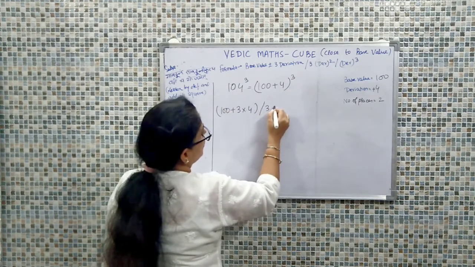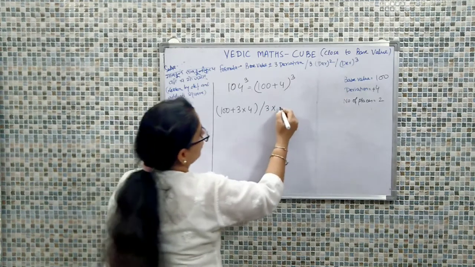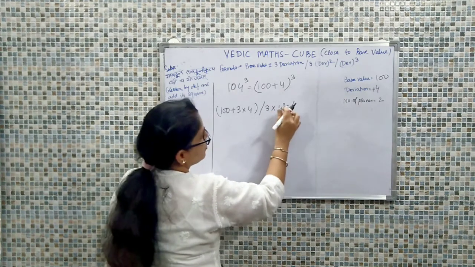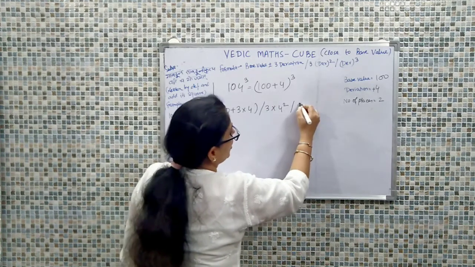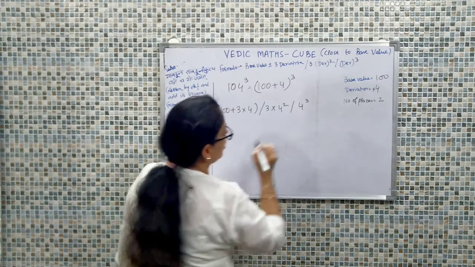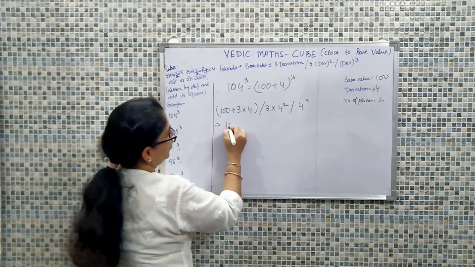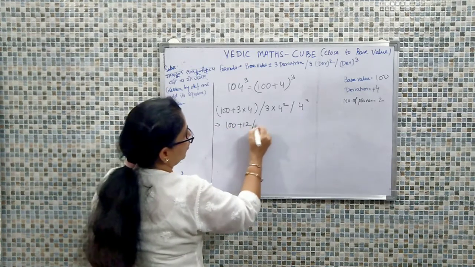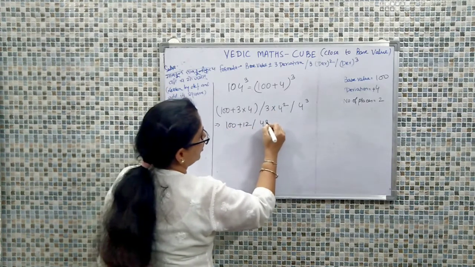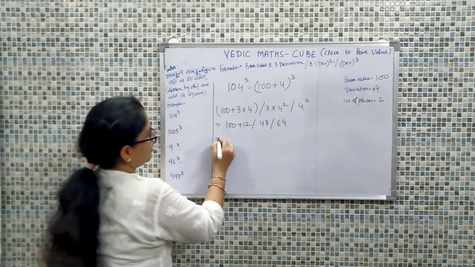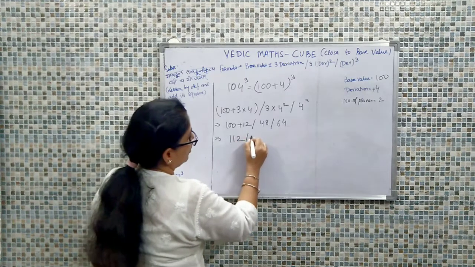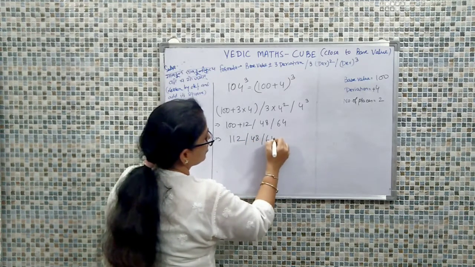The second part is 3 times the deviation square. The deviation is 4, and we take the square of the deviation. And the third part is the deviation cube. The deviation is 4, and we have calculated its cube. So we have 100 plus 12 oblique 16, 3 sixteens are 48, oblique 4 fours are 16, 16 fours are 64. So this is 112, 48, 64.